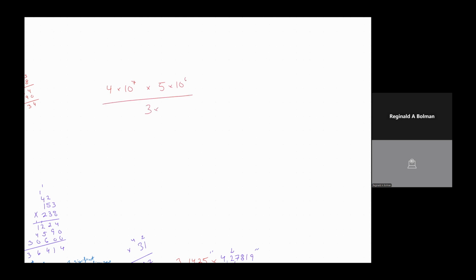So say you did all of these different calculations and you plugged it into one of these formulas that you were using for either a machining application or an engineering or a banking application. And all of a sudden you've got 4 times 10 to the 7th times 5 times 10 to the 6th, and that's all being divided by 3 times 10 to the 7th.